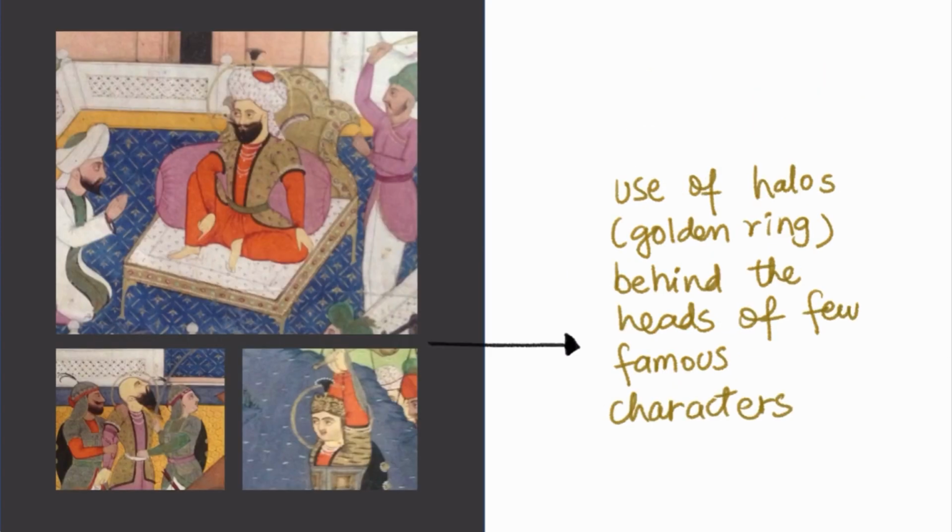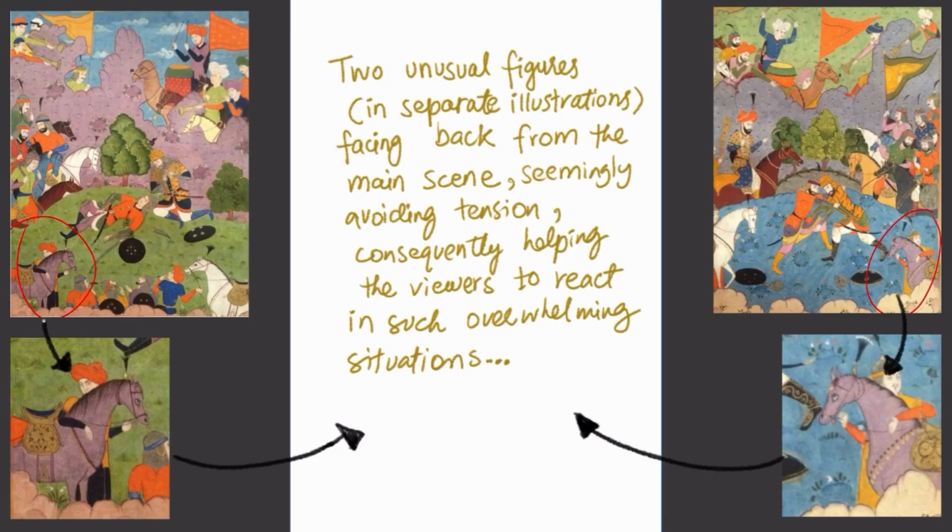To identify the important figures within the illustrations, there is the use of hollow golden ring behind the heads of those characters. These have been used behind the head of Jamshed, Rustam, and Zahak. There are two illustrations with unusual figures in both of them, who is facing outwardly and backing at the scene going on, probably to avoid the tension and consequently helping the viewers to react in such an overwhelming situations.